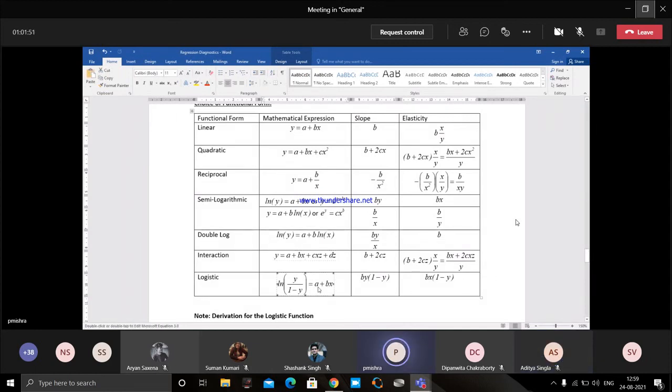So just let me quickly complete the last one, that is the logistic function. Again, I'll discuss the logistic function in detail when we go for estimating the logit model. Estimation of the logistic function is quite common in economics. Say for example, let us assume that Y is the probability of buying a new house and X is income.